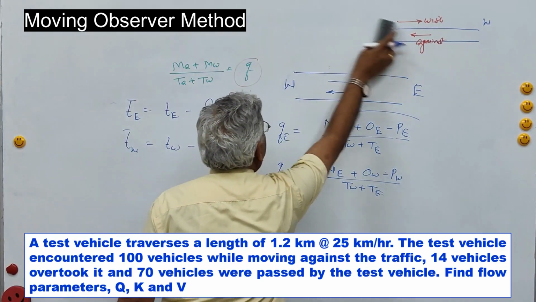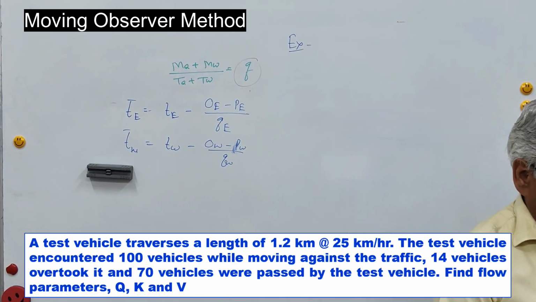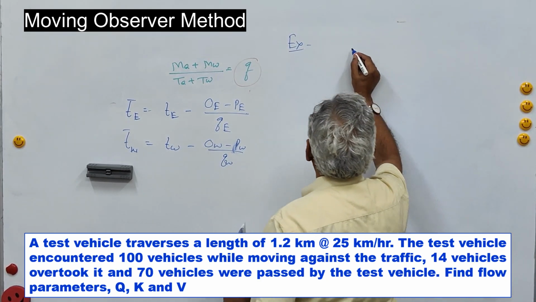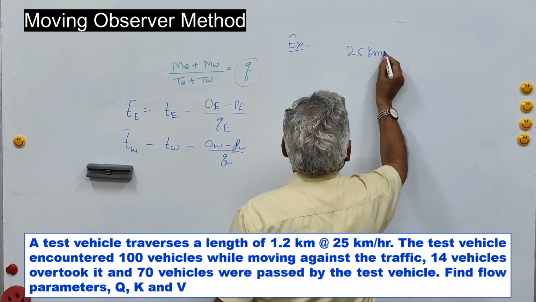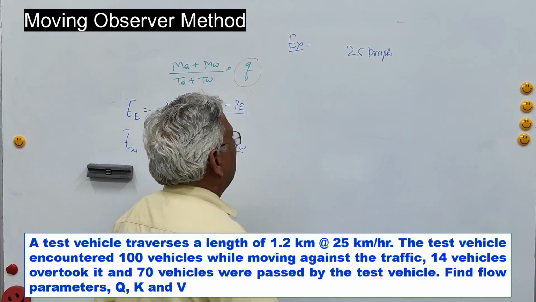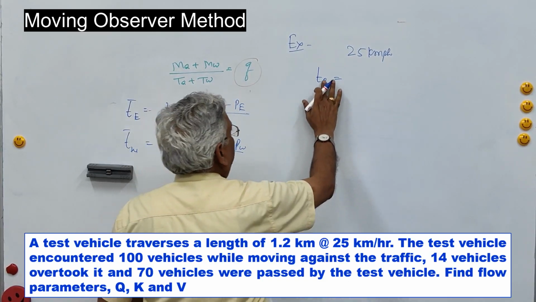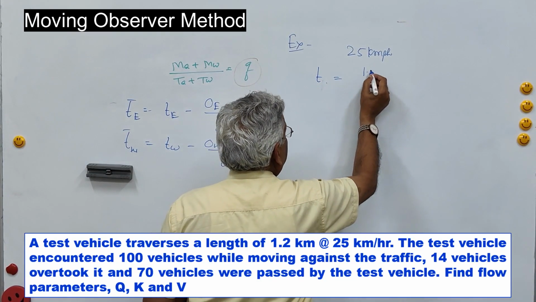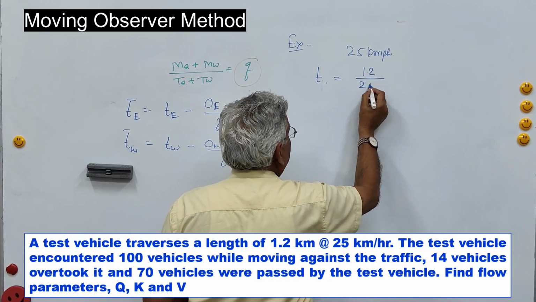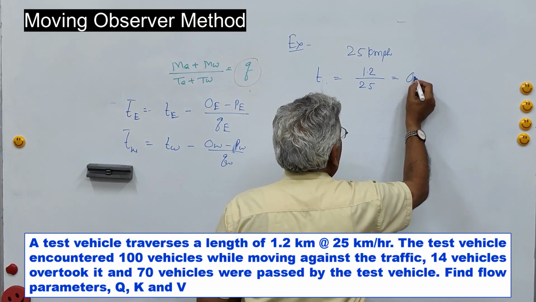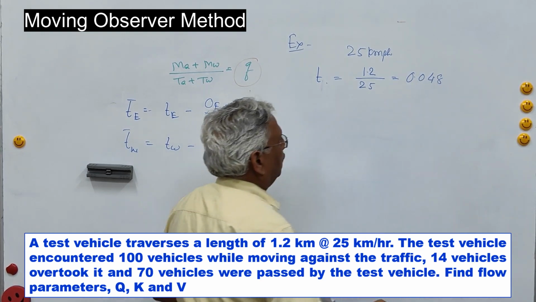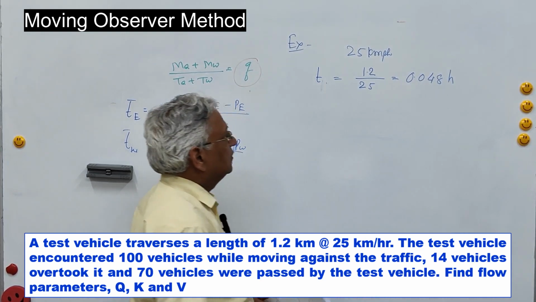And the example is that the length of the corridor is 1.2 kilometer, and it is traversed at an average speed of 25 km per hour. So, how much is the time taken by the test vehicle to traverse a distance of 1.2 km at a speed of 25? That will be 0.048 hours. This is in one direction.